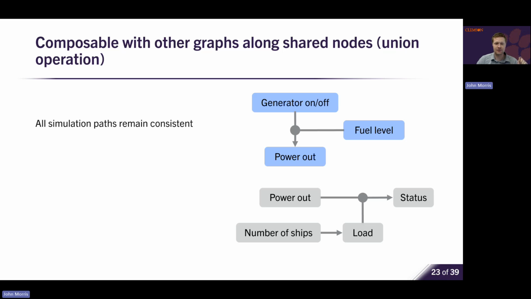For instance, in this case, I have a new model of a generator, which adds some new nodes to this graph. This is its own graph on its own, completely independent and completely consistent. The generator has a new value of being on or off. It also has a fuel level, and that allows me to solve for how much power it's producing. That's great. That's its own graph. It exists all by itself. I also have our original graph, which goes from the power up from the generator to the status of the dock. I can take those and combine them along this shared node right here.